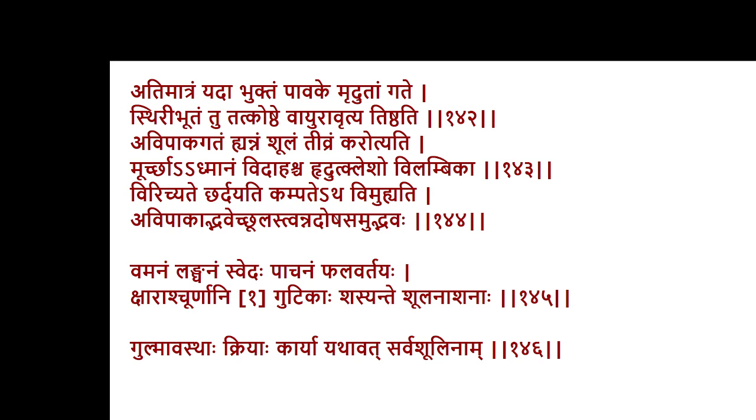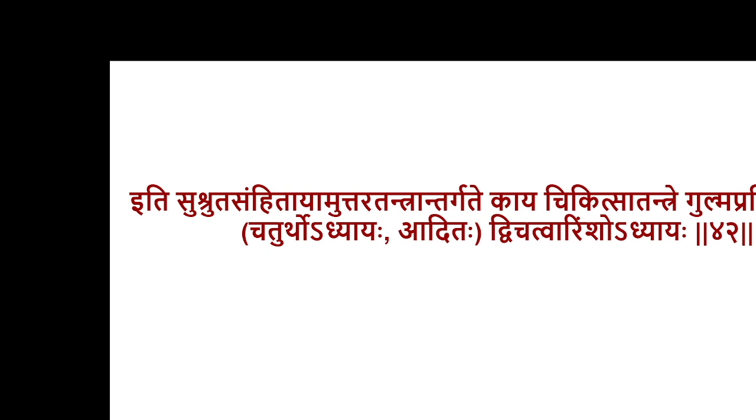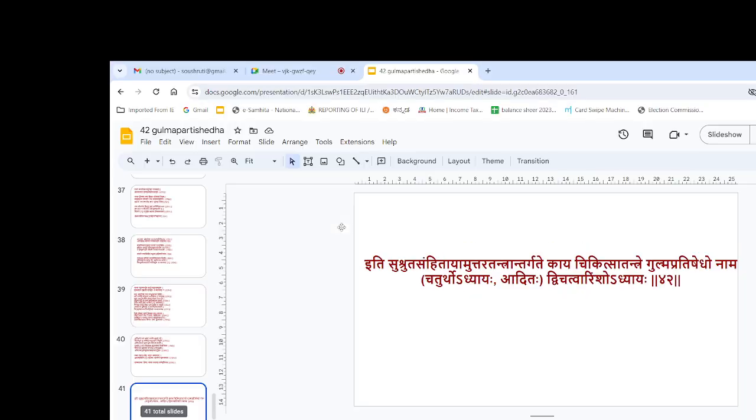Vamanam langhanam swedah pachanam phalavartaya ksharah churnani kutika shastante shulanasanaha. In all these conditions, all the protocols like vamana, langhana, swedana, pachana can be given. Gulmavastha kriya karyaha yathavat shulinam. All the protocols of the Gulma Chikitsa also can be applied in Shula Chikitsa. इति सुशीलसंहितायां मुद्रितग्रन्थे कायचिकित्सातन्त्रे गुल्मप्रतिषेधो नाम चतुर्थोऽध्यायः आदितः द्विचत्वारिंशो अध्यायः.